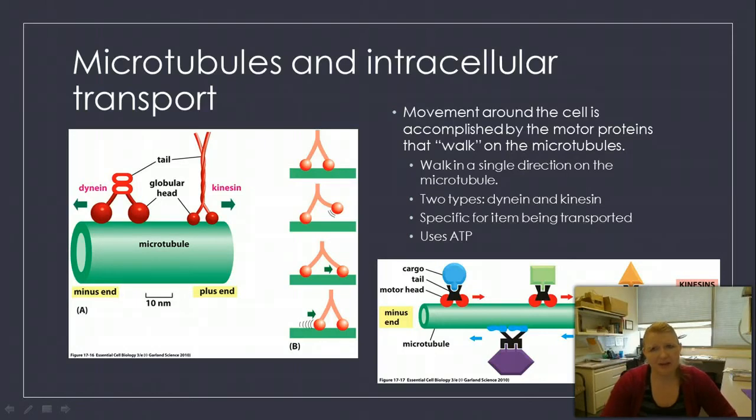Another big thing is that they also attach to organelles and can help these organelles stay in the right place within the cell. So it's really important to understand that it's not just small molecules. These guys in intracellular transport can play a big role in organelle stability.